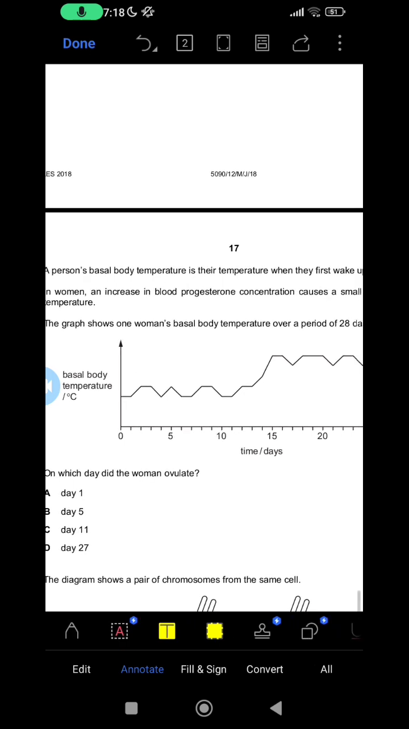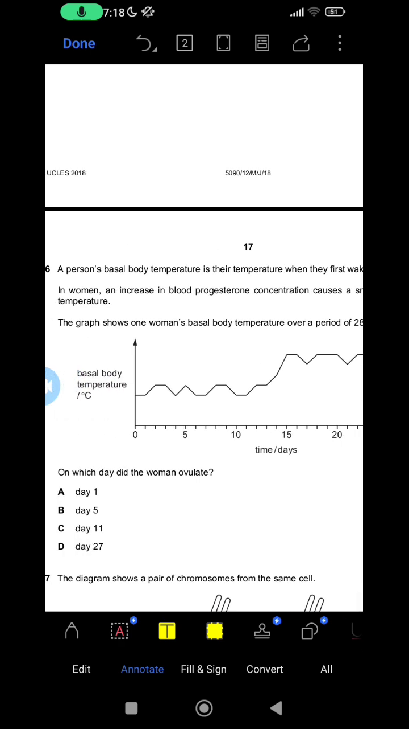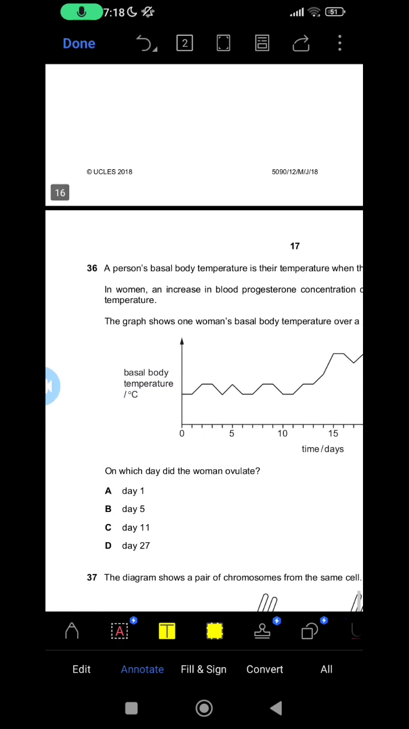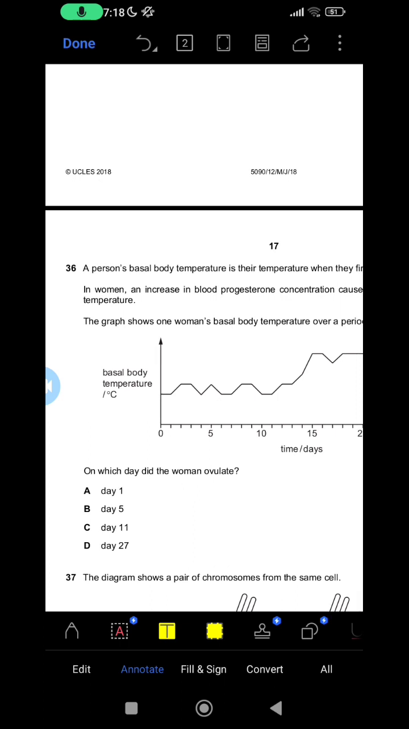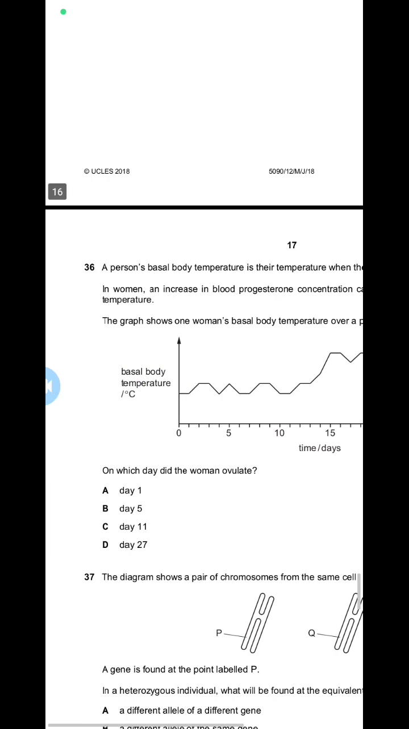A woman's basal body temperature is the temperature when she first wakes up in the morning. In women, an increase in blood progesterone concentration causes a small rise in basal body temperature. The graph shows one woman's basal body temperature over a period of 28 days. Alright, on which day did the woman ovulate?